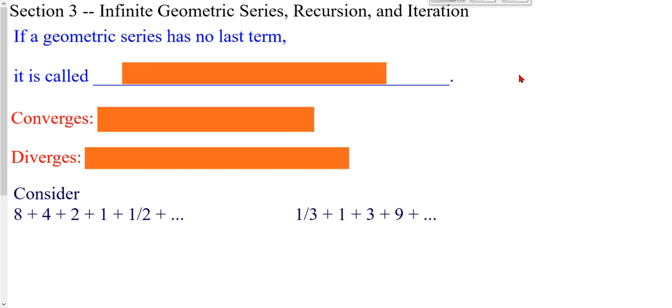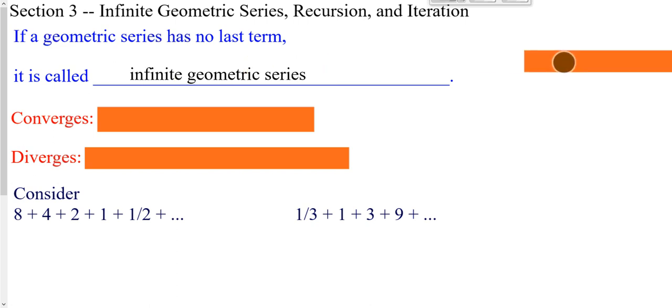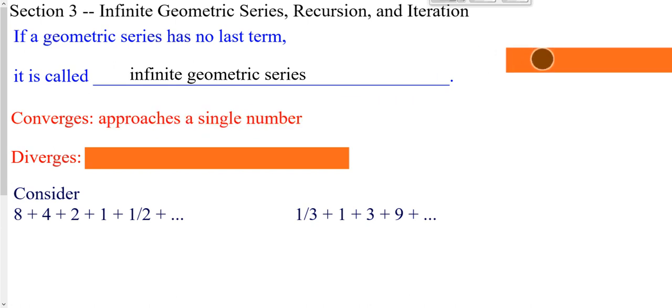We're going to go ahead and wrap up Chapter 7 today. We're going to be dealing with infinite geometric series, recursive form, and iterations. A geometric series that goes on forever is called an infinite geometric series. Some geometric series converge, meaning they approach a single number.